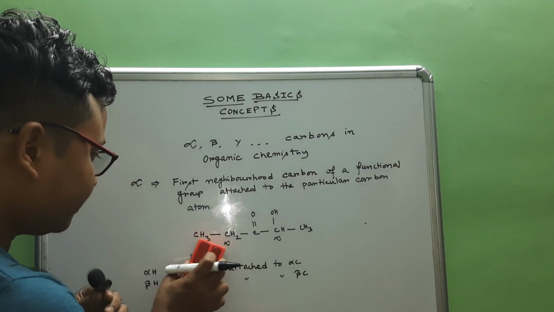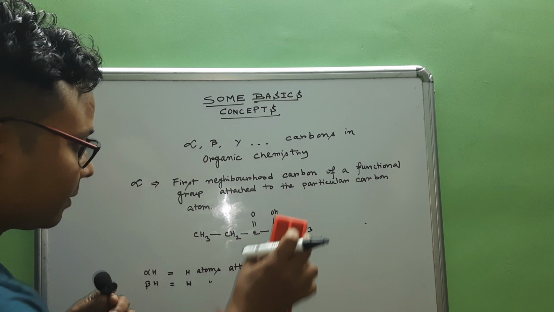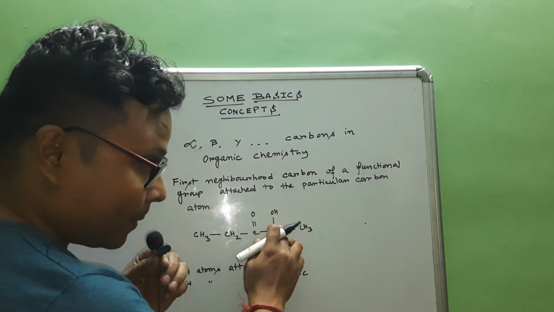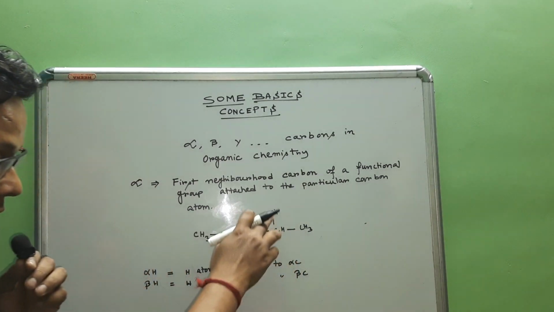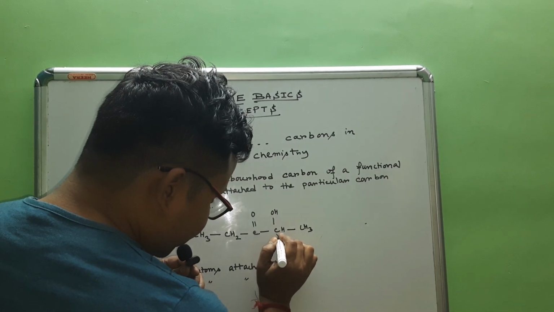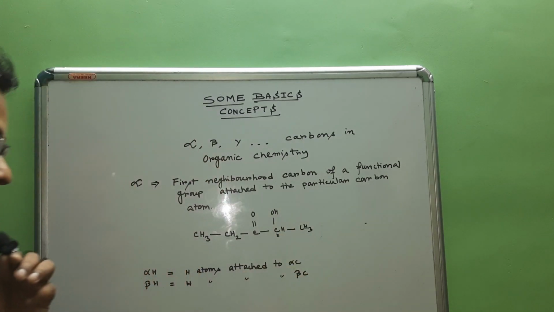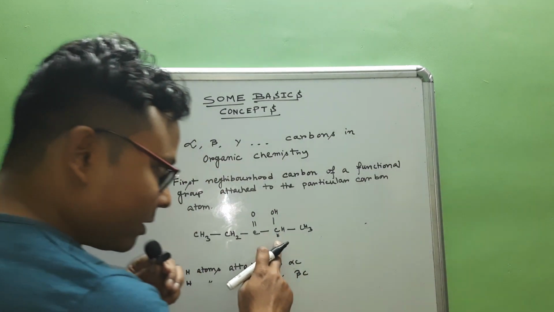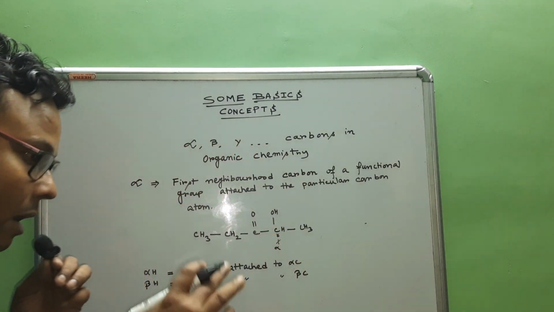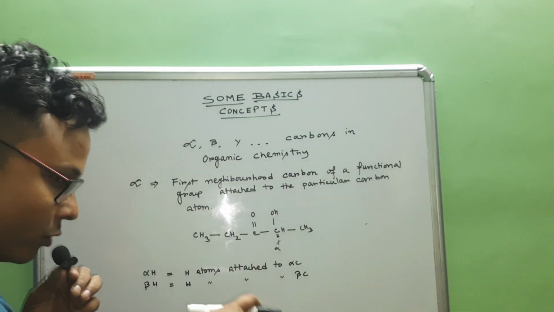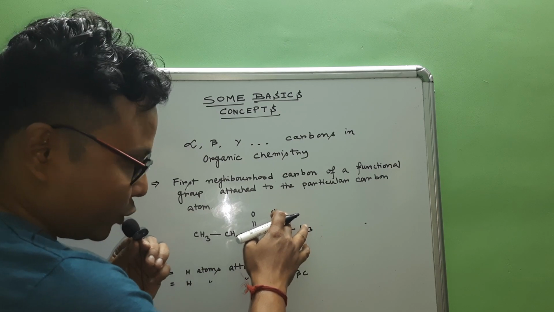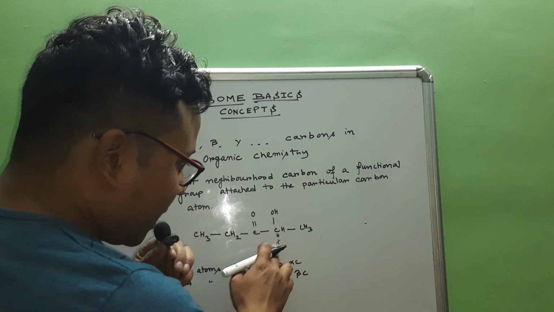With respect to the hydroxy functional group, the hydroxy functional group is attached to this carbon atom, this asterisk carbon atom, and this carbon atom is not alpha carbon atom, mind it. Again, this carbon atom is not alpha carbon atom. We are going to discuss alpha and beta carbon atoms with respect to the hydroxy functional group.